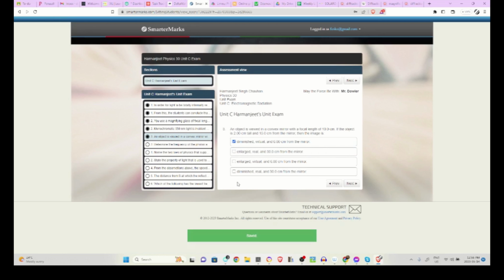Sorry, the answer key says A: diminished, virtual, and 6 centimeters from the mirror. Okay, let me see if I messed up a sign somewhere. Allow me to pause the recording while I look into this.